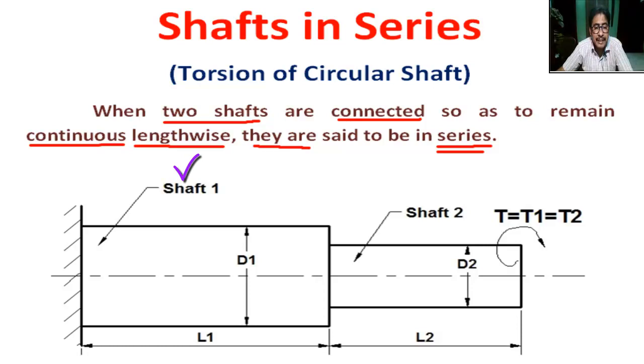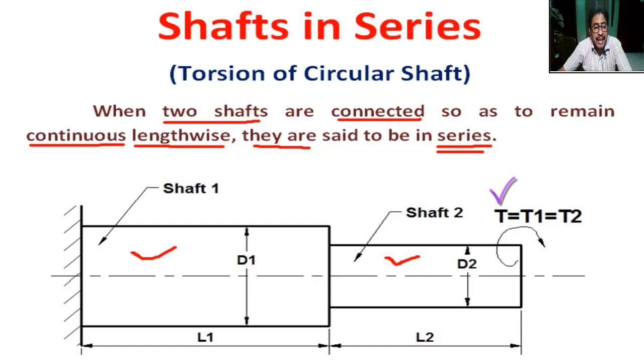This is shaft 1, length L1, diameter D1. This is shaft 2, length L2, diameter D2. Here one end is fixed and the other end is subjected to a torque T.